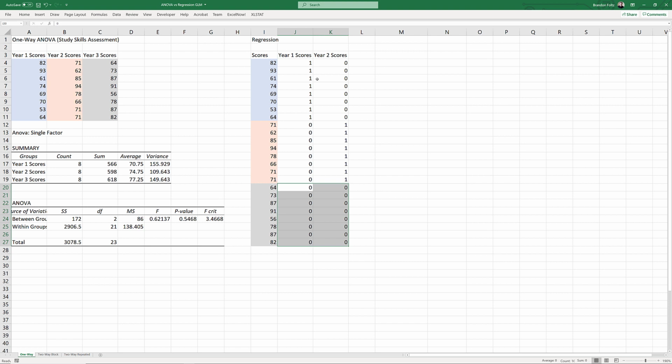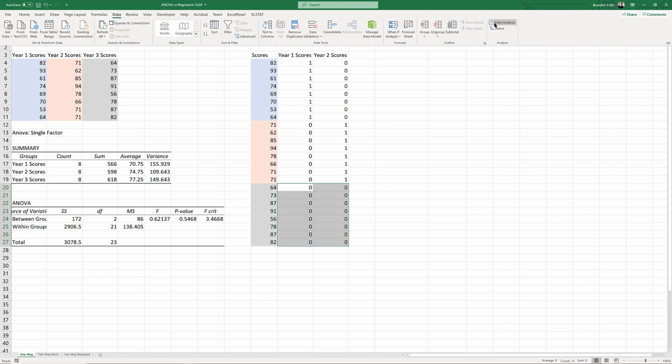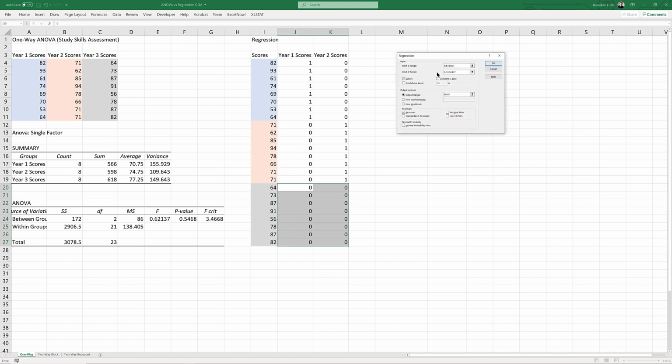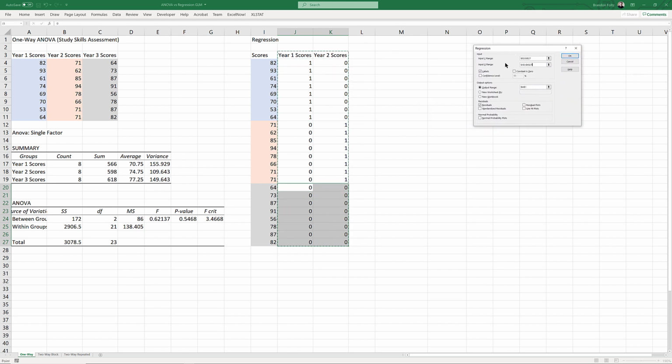So now, using this table, we can do our regression. Let's go ahead and do that. So data on our ribbon, data analysis. We're going to go to regression, click OK. So our Y's are our scores here in column I. Our X range are our years here in these two columns. Then we have labels in our first row. We'll leave output range checked to M1, which is up here in the top.